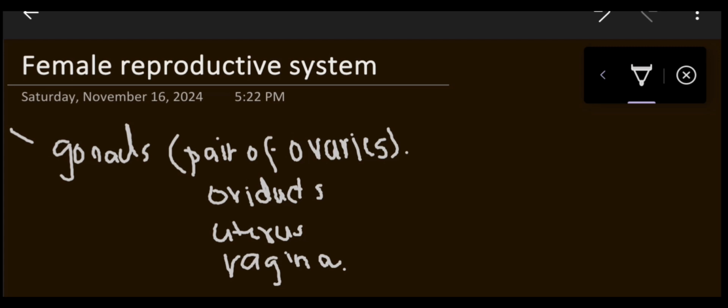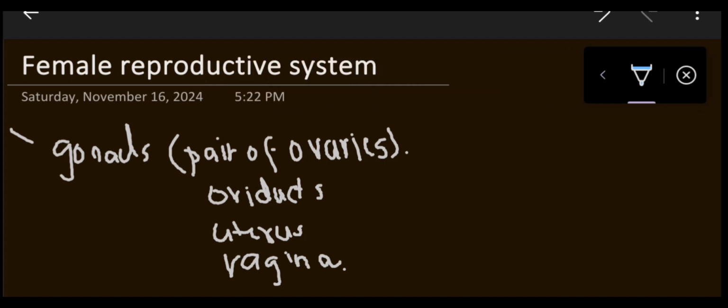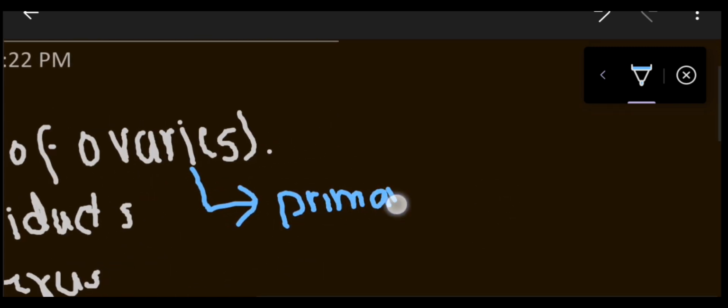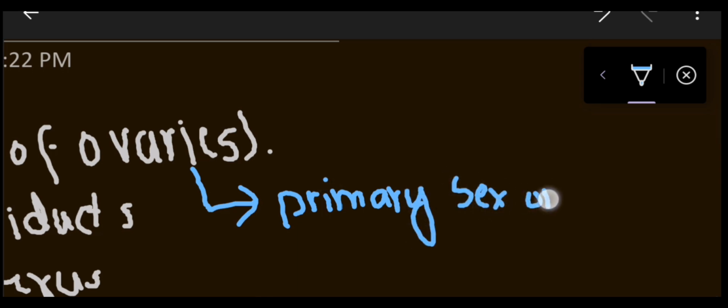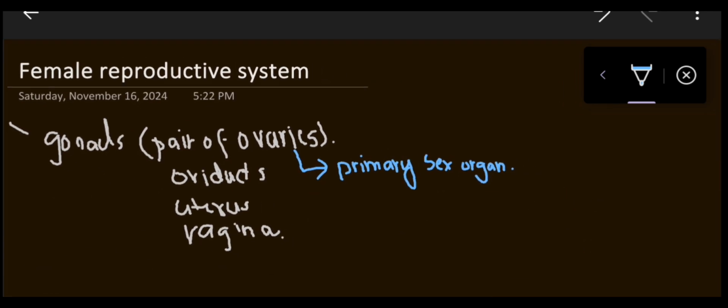Now, first of all, from these parts, which is the primary sex organ? Here you can see we're going to mark the ovary. Ovaries are the primary sex organ. Primary sex organs are what? Primary sex organs are ovaries.